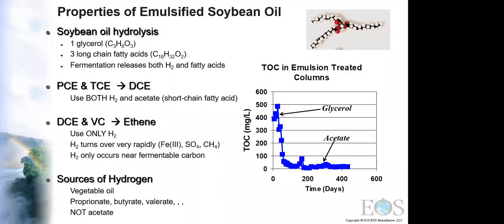So where do we get this hydrogen? Well, we get it from the soybean oil itself. And then you can also get hydrogen from various shorter chain fatty acids that are broken off, but not from the acetate. Once the oil ferments into acetate, that acetate can no longer be further broken down into hydrogen. And that's important for good treatment.